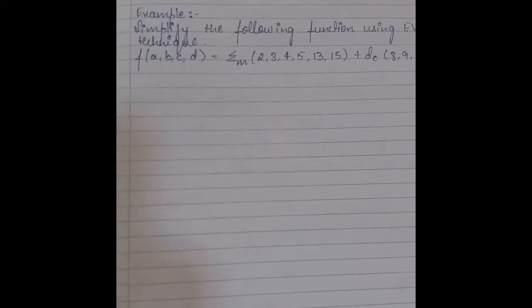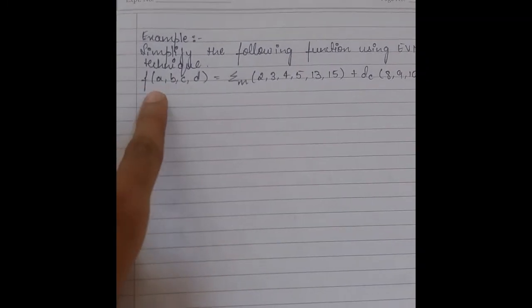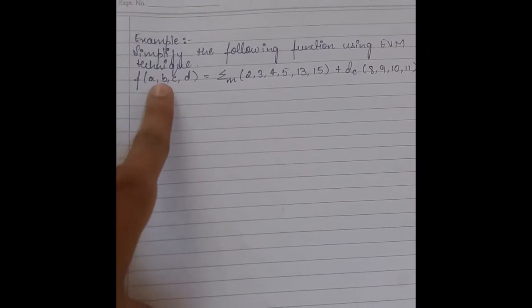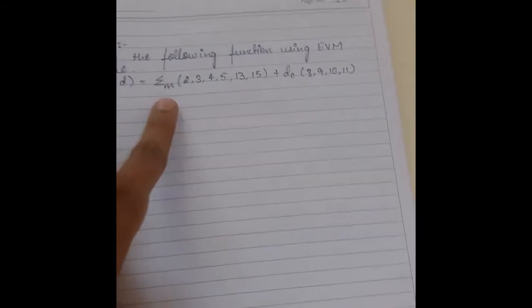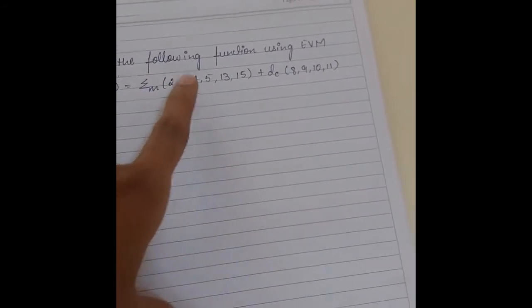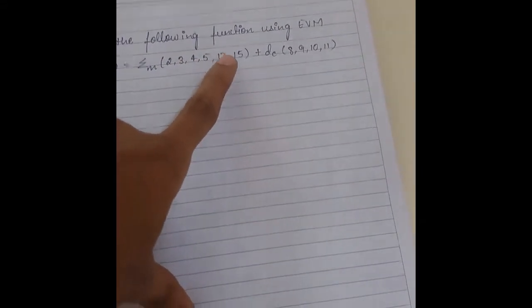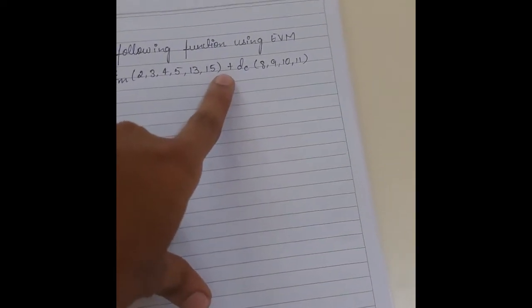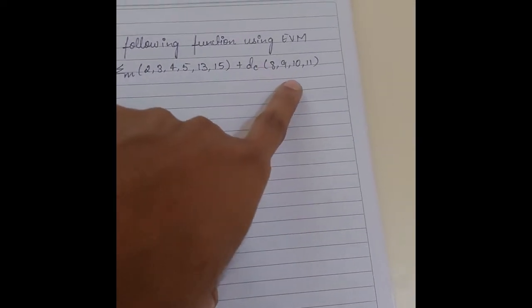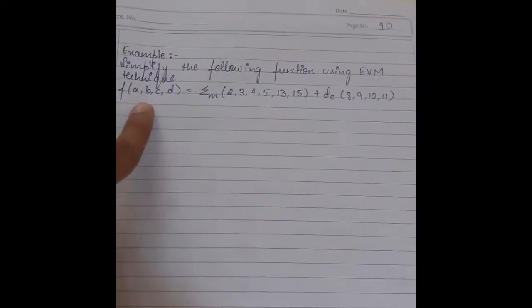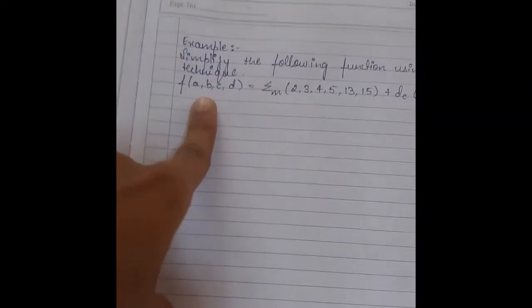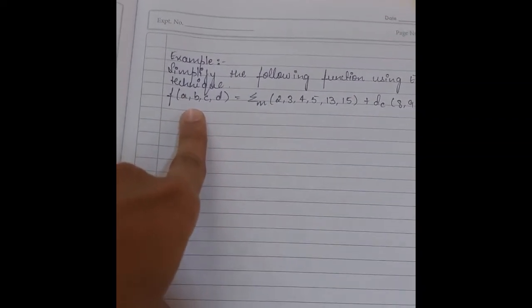It is the problem statement: f of A, B, C, D, where A, B, C, D are the 4 inputs, equals the minterms of 2, 3, 4, 5, 13, 15 plus don't care of 8, 9, 10, 11. I need to execute this problem statement using the multiplexer.